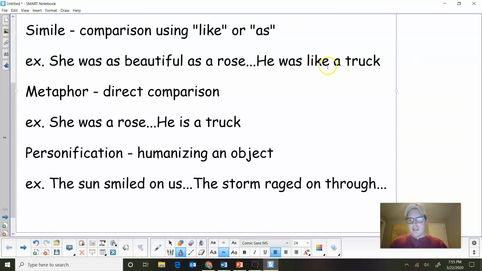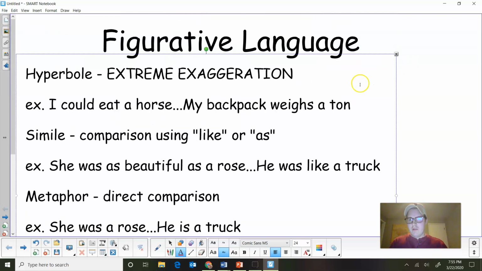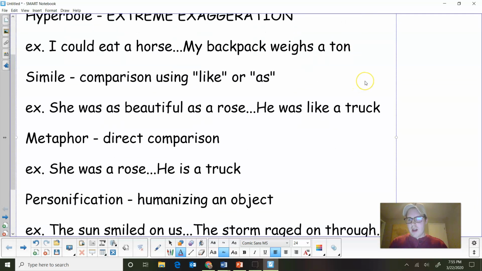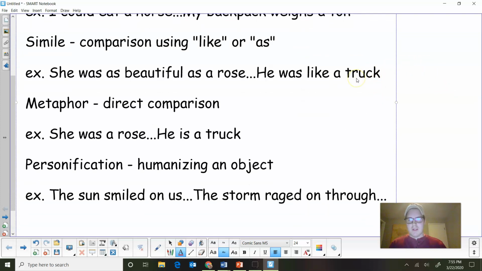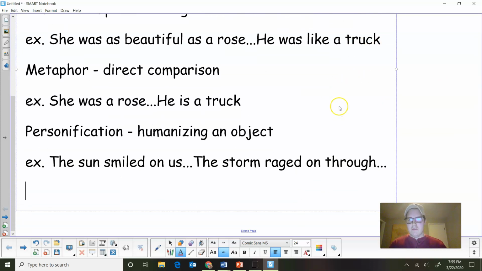All right, remember, pause it if you need to take your time. All right, no worries. We've got hyperbole, extreme exaggeration. A simile, it's a comparison using like or as. A metaphor is a direct comparison. And then we've got personification, which is giving human-like qualities to objects. All right, next, let's see if I can spell. We've got onomatopoeia.